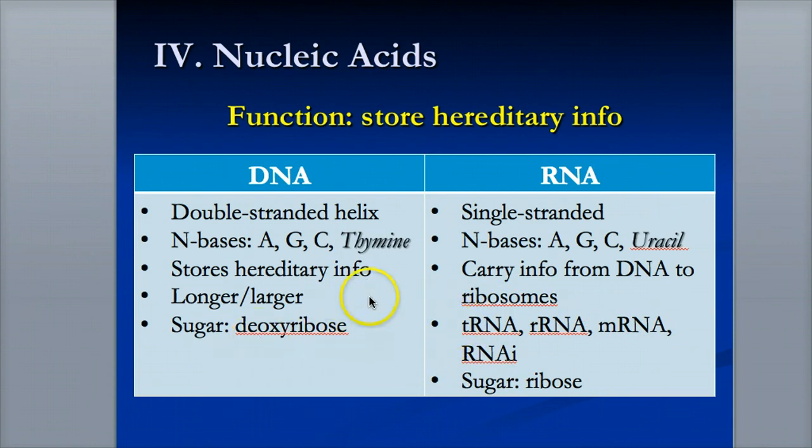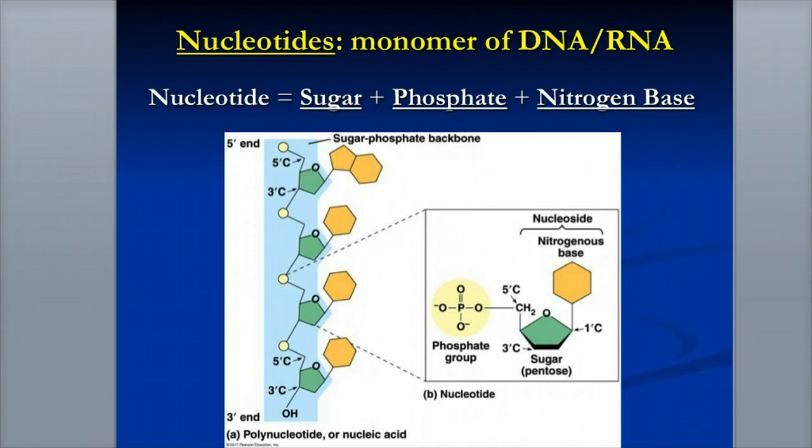The last thing you need to know is that there are different sugars. This is why they have different names. D in DNA stands for deoxyribose, and the R in RNA stands for ribose. That's the sugar inside the DNA and RNA molecules. Remember the building blocks, and again, we're going to talk about this over and over again. The building blocks for carbs are simple sugars, or glucose, or monosaccharides.